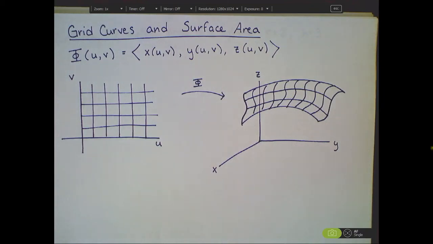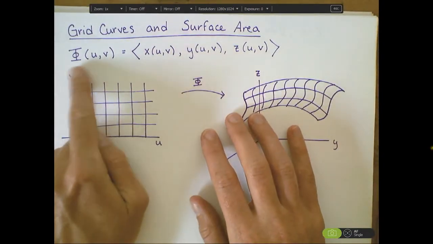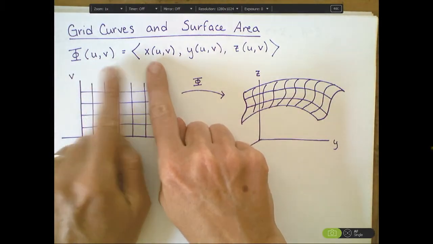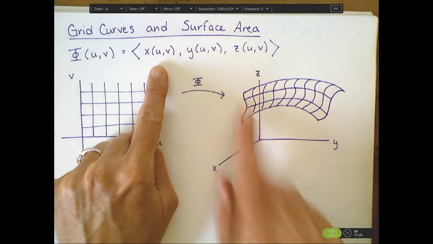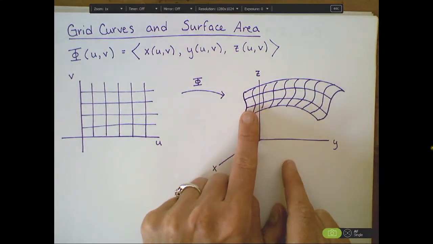Let's talk about grid curves, with the ultimate goal of computing surface areas of parameterized surfaces. What I've set up here is a parameterization given by these component functions that parameterizes some space curve in three-dimensional space.